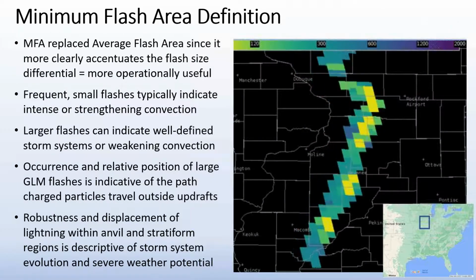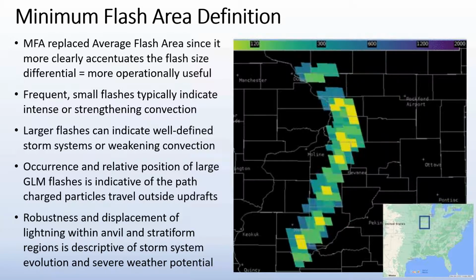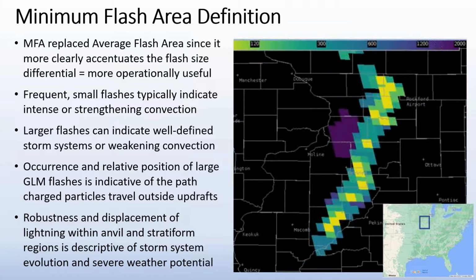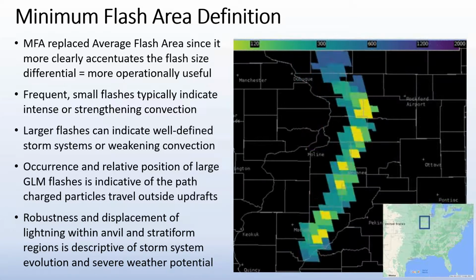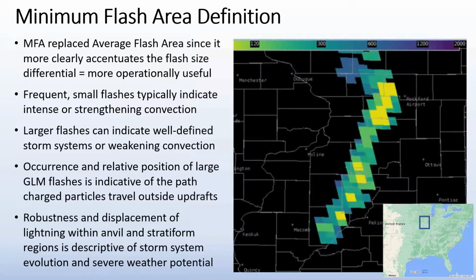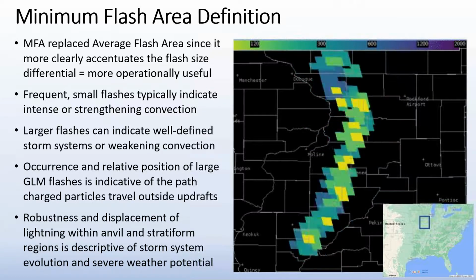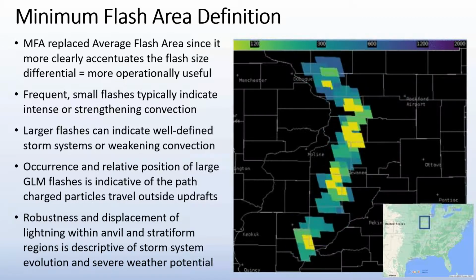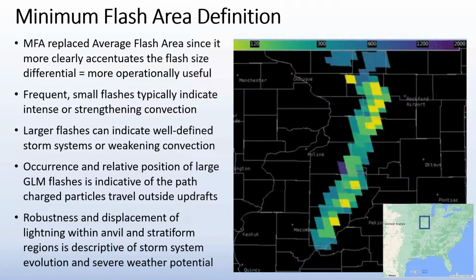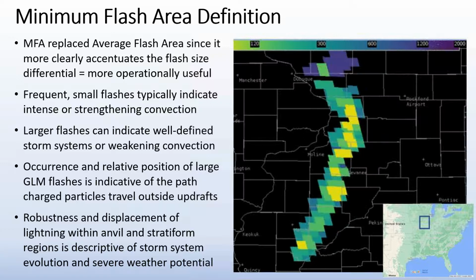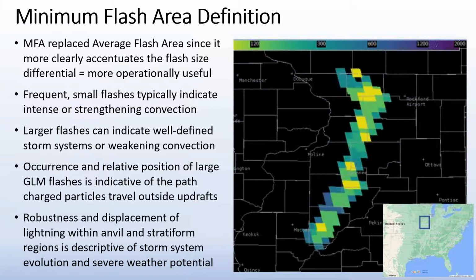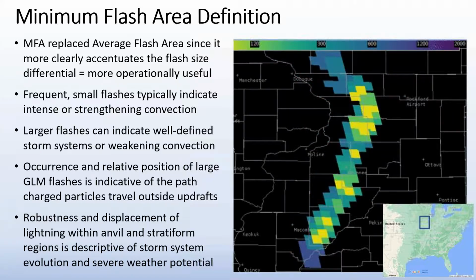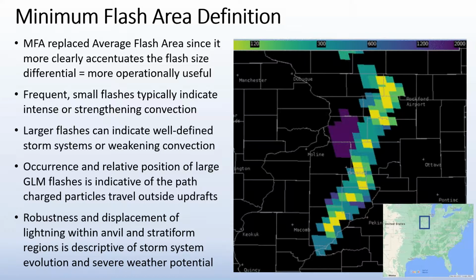So as we said, minimum flash area is the smallest flash within each grid cell as observed by the GLM. MFA has replaced average flash area since the MFA grids more clearly accentuate the flash size differential. They more clearly pick out the smallest and the largest flashes, and that makes them more operationally useful to tell you a little bit more information about what's going on with the lightning activity. And this is just an example of a QLCS from the Central United States.